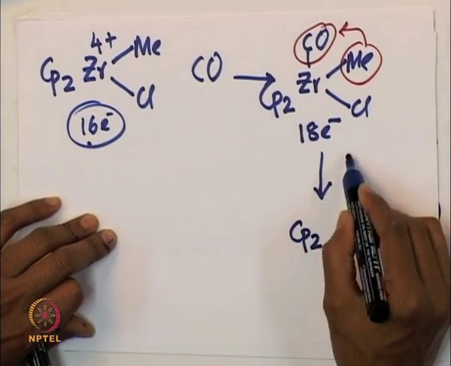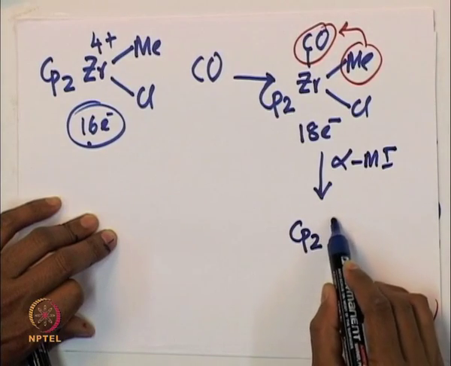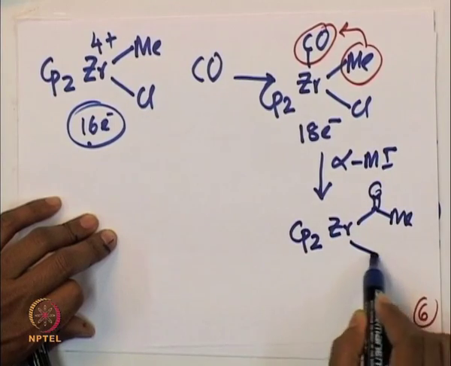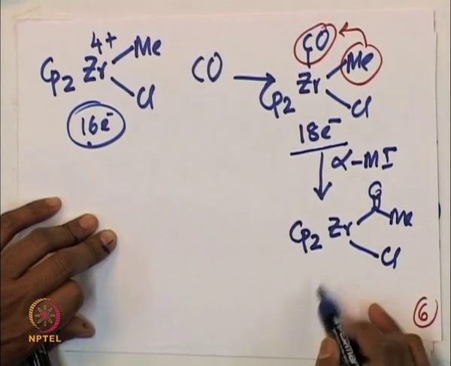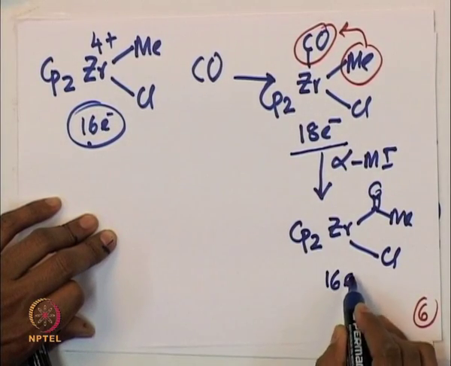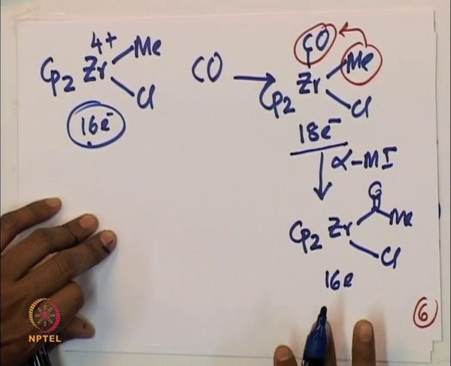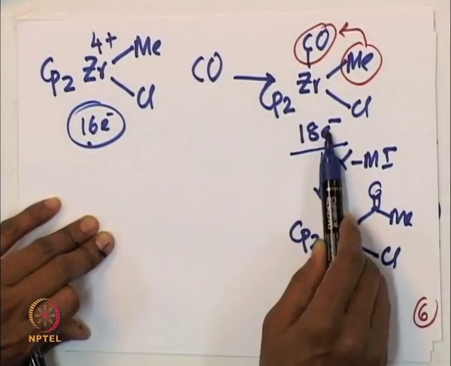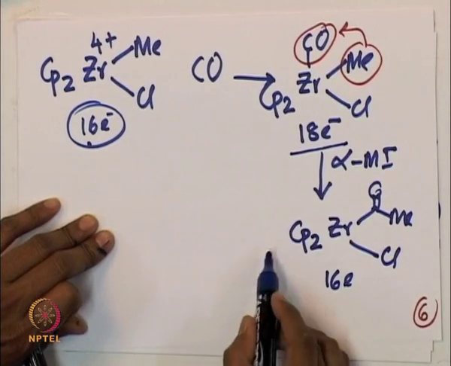Cp2 zirconium with the acyl, CO, Me, and chloro. This is the alpha migratory insertion product. Of course, since this was an 18 electron species, now you have a 16 electron species, right. You should be able to do this electron count very easily. 16 electron, CO addition 18 electron, and migratory insertion 16 electron, right.